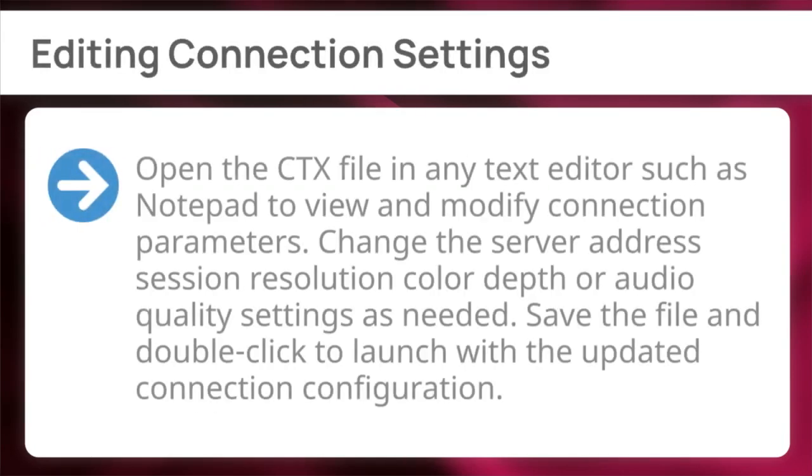Next, editing connection settings. Open the CTX file in any text editor such as Notepad to view and modify connection parameters. Change the server address, session, resolution, color depth, or audio quality settings as needed. Save the file and double-click to launch with the updated connection configuration.